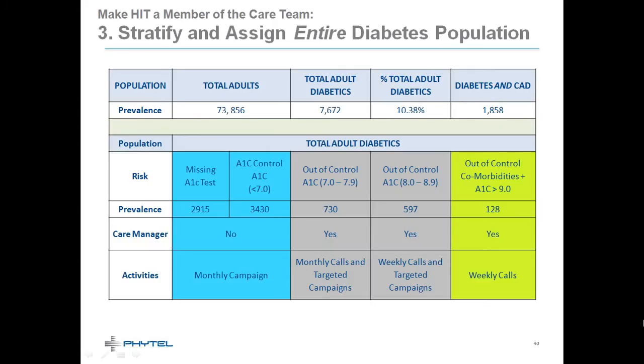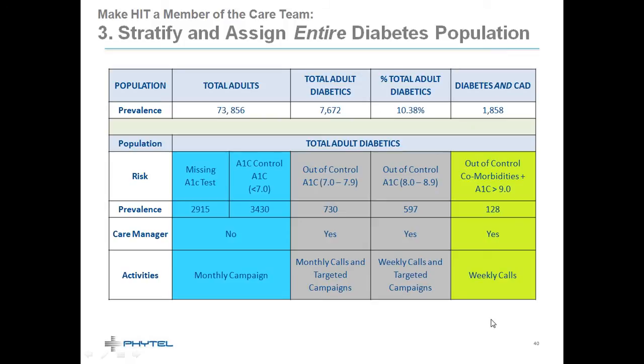Next slide. Here I'm showing you the stratification of a diabetes population. This is actually one of the clients' populations, and you can see that there's typically only about 8% of the population with diabetes, but in this particular population there was 10.38% of the population, which was almost 8,000 diabetics. Down below, we can further stratify these diabetics by comorbidities and by the A1C level.